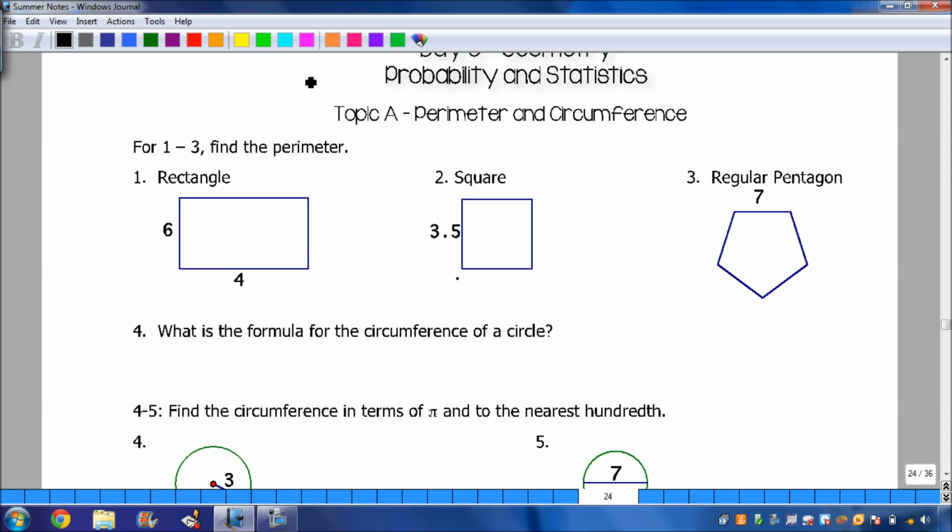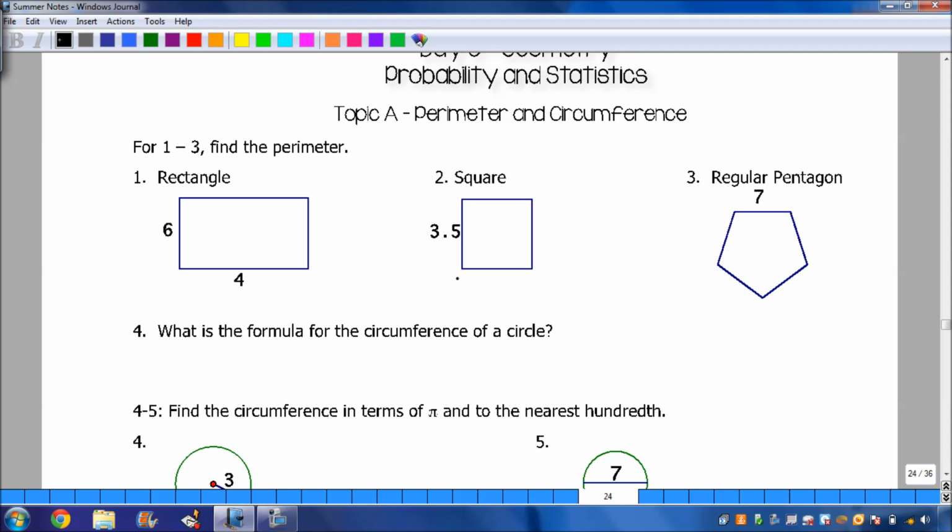All right, there are a lot of topics in today's lessons, so we are going to fly through this. If there's something you don't understand, make sure you go back and rewind so that you can understand it a little bit better. So question number 1 asks us to find the perimeter of our rectangle.